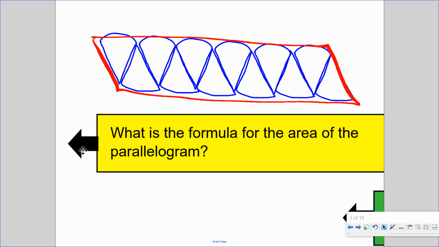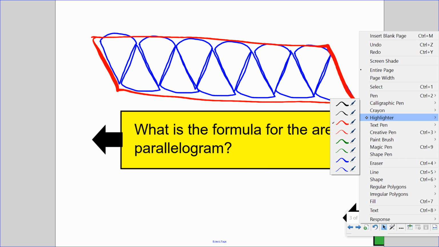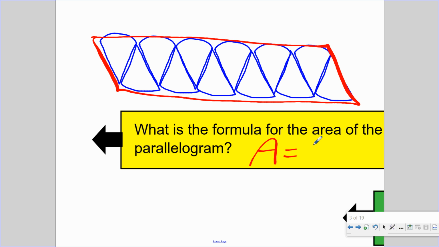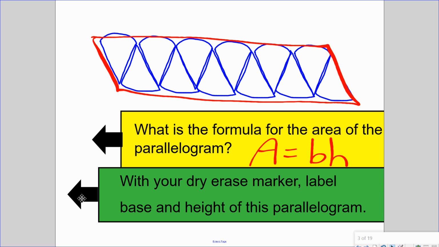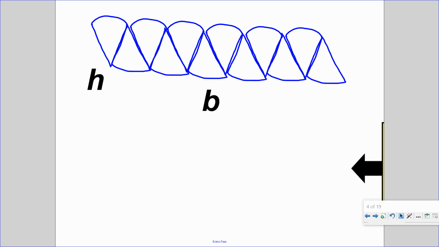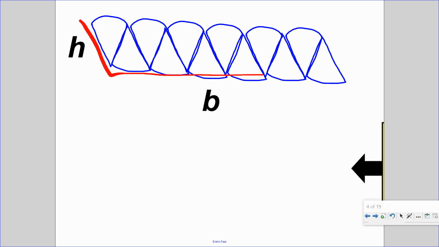So let's pull this out. What is the formula for the area of the parallelogram? If you cannot remember, please look at your mathematics chart. What is the formula? I believe, if I'm not mistaken, the formula to find the area of a parallelogram is A equals base times height. With your dry erase marker, I want you to label the base and height of this parallelogram. So, again, I just labeled it. So this is my parallelogram, the base and height.